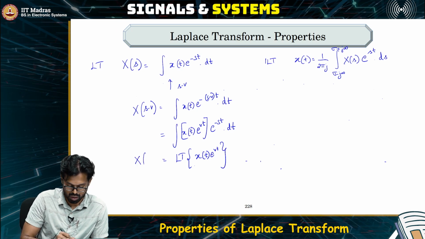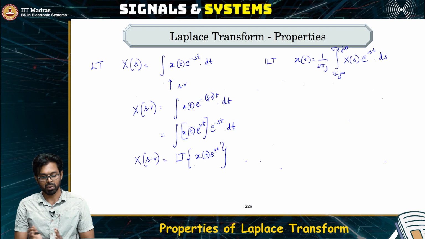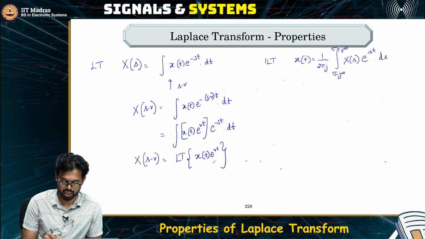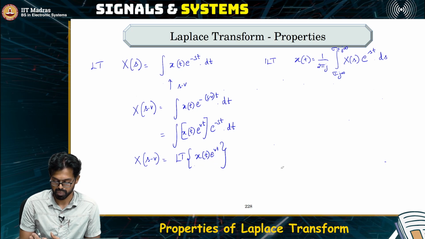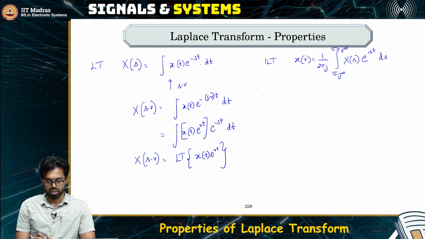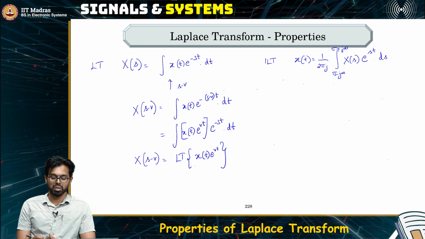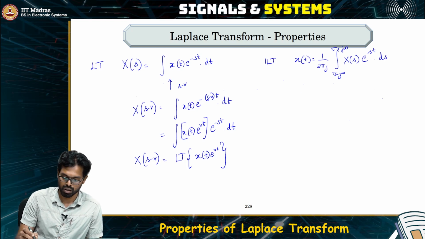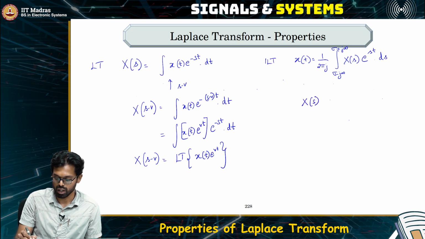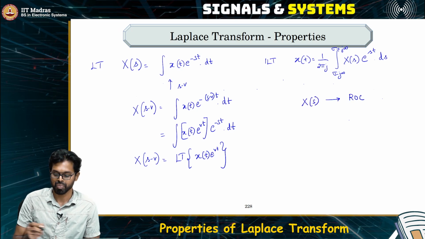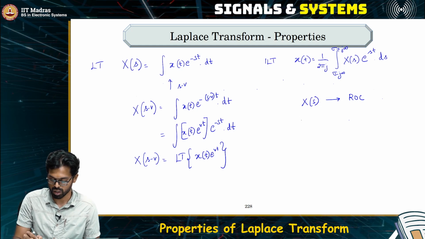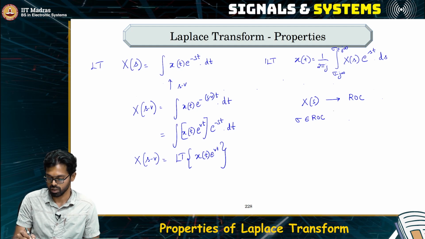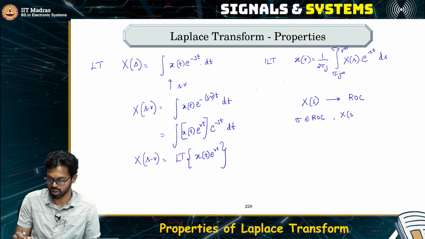So when you shift it in the Laplace transform domain by some quantity, the corresponding time domain representation is just a multiplication with an exponent. But what happens to the region of convergence? So does it change? The region of convergence has to change because, so think about the case. So let us say that X of s has some region of convergence ROC, and let us say that X of s converged for some sigma which belonged to this ROC. So let us say for some sigma belonging to this ROC, X of s exists.